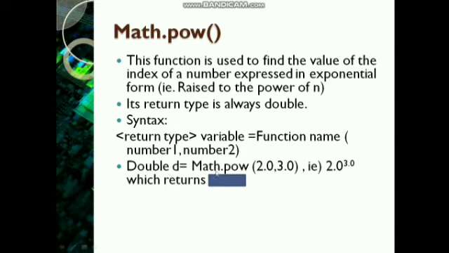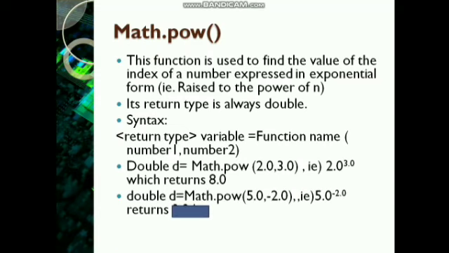Double d is equal to math.power of 2.0, 3.0. That means 2 to the power 3.0. So 2 into 2 into 2. So its answer is 8.0.